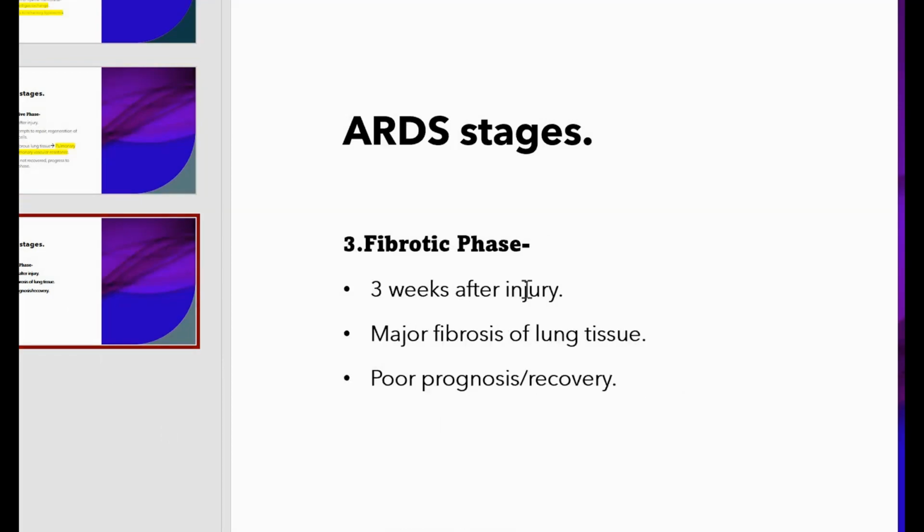What is fibrotic phase? It's the third stage of ARDS. It occurs 3 weeks after injury. During this stage, there's major fibrosis of the lung tissue, major fibrosis. In those patients, the prognosis is very poor or there is poor recovery.